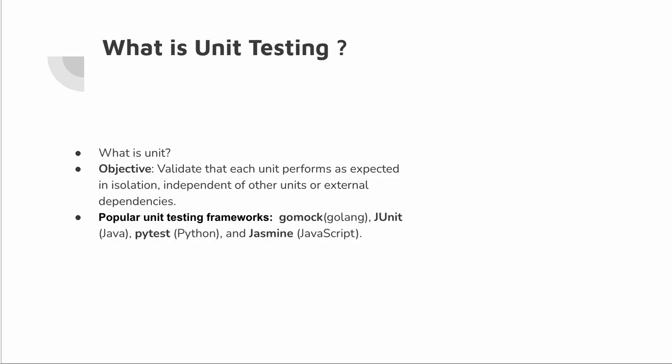Now the main objective of unit testing is to validate that each unit performs as expected in isolation, independent of external dependencies. There are many popular unit testing frameworks. Some of the popular unit testing frameworks are gomock, JUnit, pytest, jasmine. The one which we are going to look at in this series is gomock.